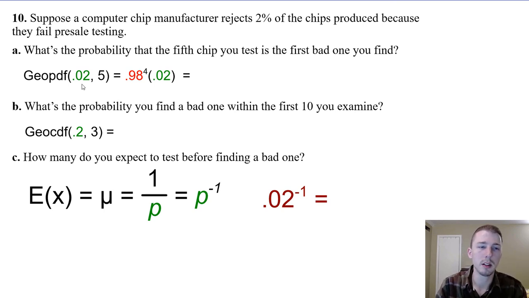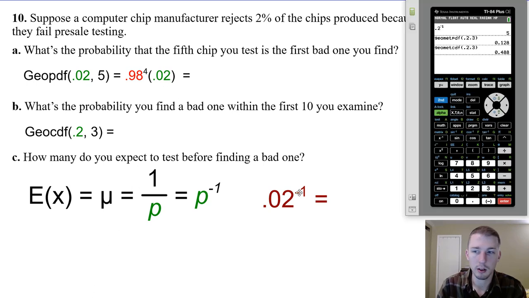So basically, the probability of finding a bad one is 2%. That's our first, what we're considering a success. So the 5th chip is the first bad one you find. So geometric PDF, because we're looking for the first success. Probability of success is 0.02. We're looking for the 5th one being the first success. It basically means we're going to have 4 failures before a first success. So 0.98, which is a failure to find a defect, before 0.02.